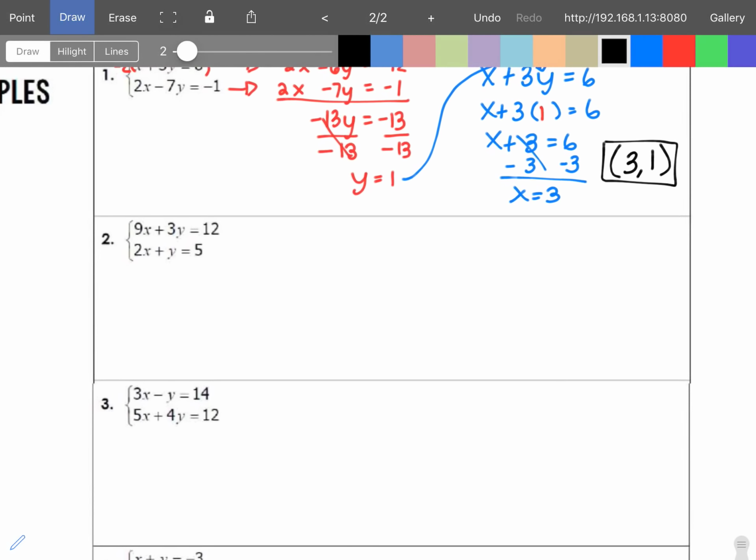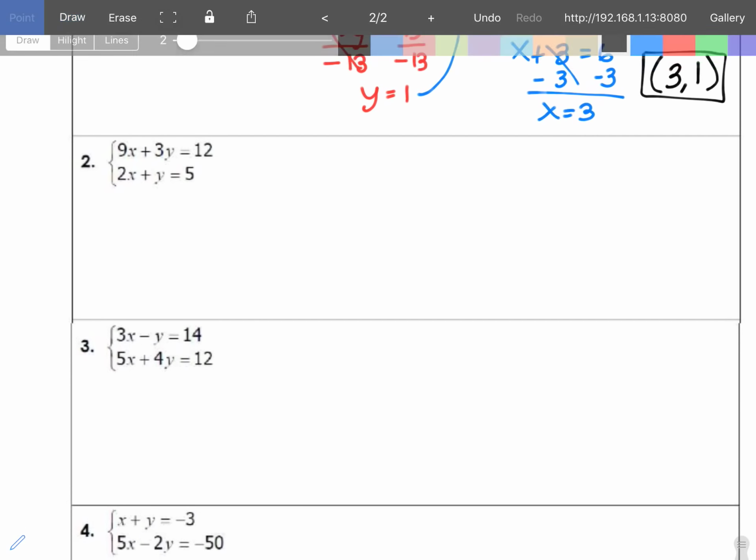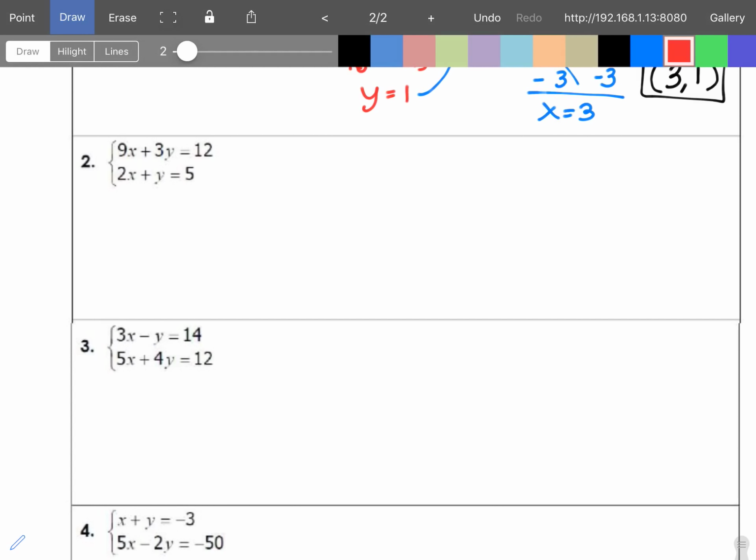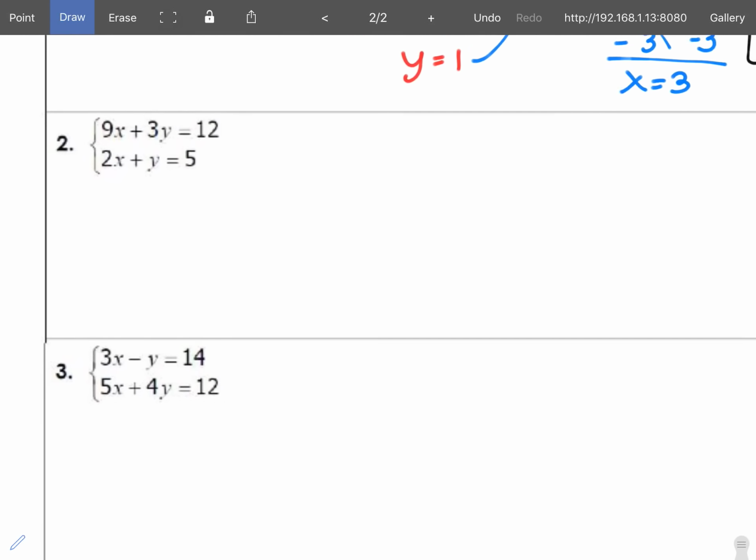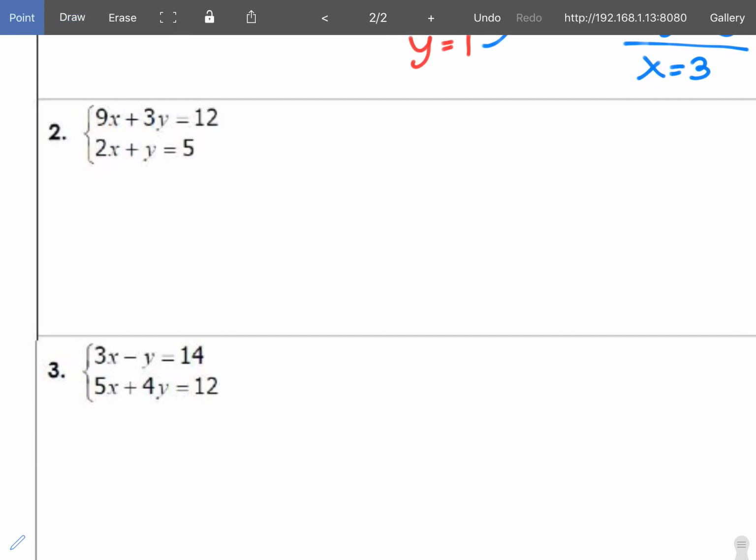So let's do number 2. Okay, are they lined up? 9x and 2x, 3y and y. So the x's are lined up, the y's are lined up, and the numbers are lined up. So that's good. That's the first step. Second step, we're going to see if we need to multiply anything. Do we have any common coefficients? 9 and 2, those are not common. 3, and this is a 1 in front of that y. 3 and 1, those are not common. So I need to multiply to get rid of one of the variables.